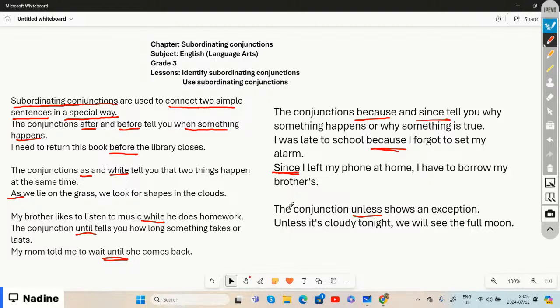So these are our subordinating conjunctions, and subordinating conjunctions are used to connect two simple sentences in a special way.